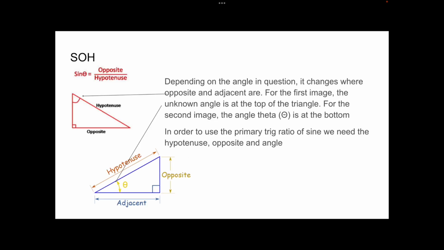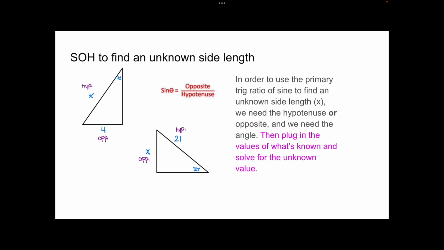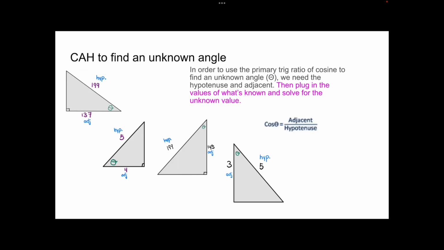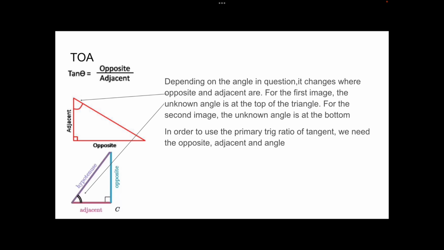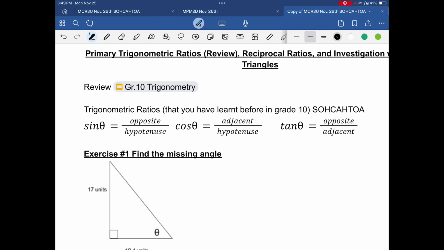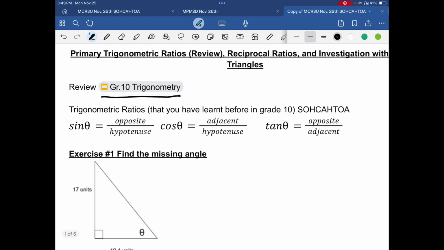So remember, SO stands for sine, which is always opposite over hypotenuse. Read through the slides. Cosine, the CAH, is always cosine, which is adjacent over hypotenuse. And then we have tangent, which is opposite over adjacent. Okay, so we just reviewed the slideshow, which I posted on grade 10 trigonometry, and the trigonometric ratios we had learnt were sine, cosine, and tangent, which we use the acronym SOHCAHTOA.